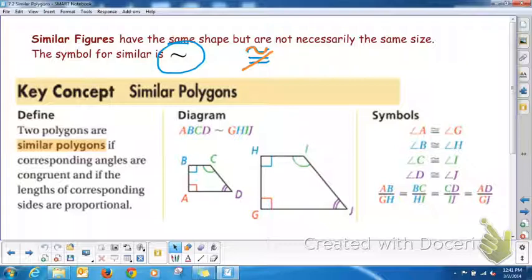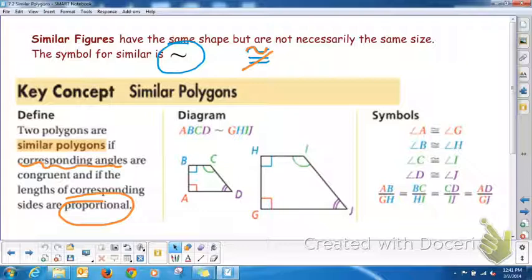So key concept here, similar polygons. Two polygons are similar polygons if corresponding angles, you'll remember corresponding means the matching, if the corresponding angles are congruent and if the lengths of the corresponding sides are proportional. So they're different than congruent figures in that their sides are not the same length. The sides are proportional, but the angles are equal. So they have corresponding congruent angles and proportional sides.